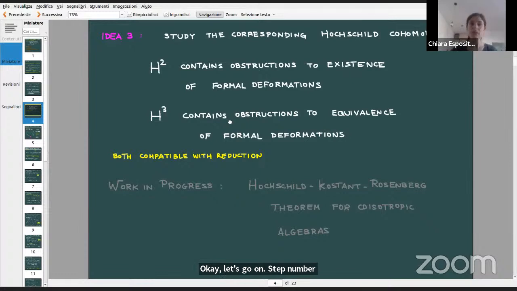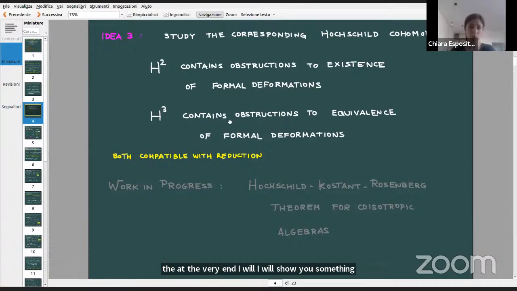We want to study the corresponding Hochschild cohomology, and I would say more than study, we want to compute the Hochschild cohomology. Why that? Because the second cohomology contains obstructions to existence of formal deformations, and H3 contains obstructions to equivalence of formal deformations. But keep in mind that when I say deformation now, I still mean deformations compatible with reduction. So really we are computing what are the obstructions to existence of deformations which are compatible with the reduction procedure. And at the very end, I will show you something about the work in progress.